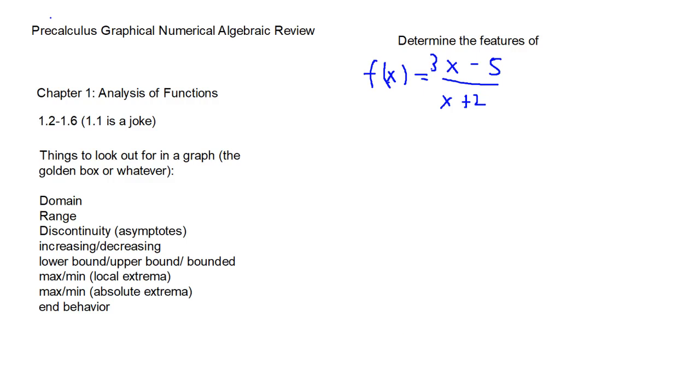we will be doing the review of Chapter 1, which is analysis of functions. That's probably not what it's called. It's probably called functions and their parts or something. But it's analysis of functions. We'll do 1.2 through 1.6 because 1.1 is so obvious. It's just linear regression and word problems. The problems on 1.6 are much more interesting. They're better, right?